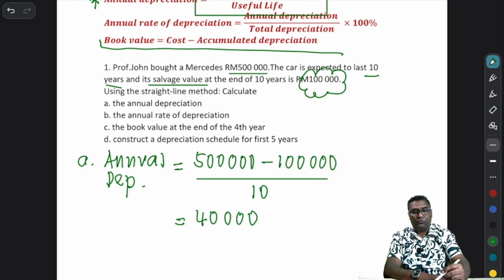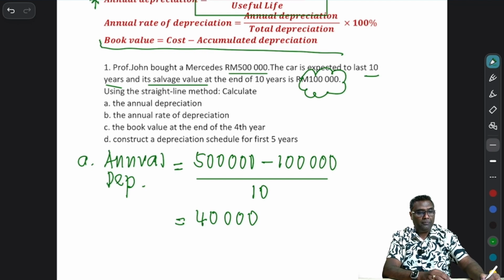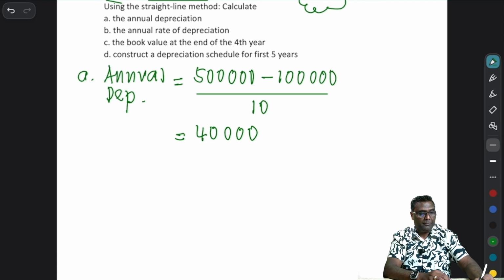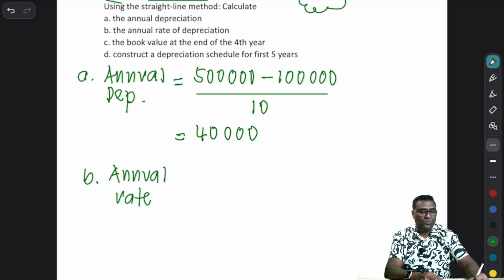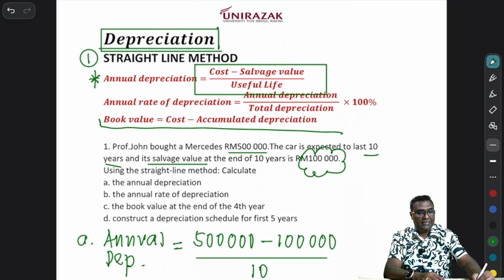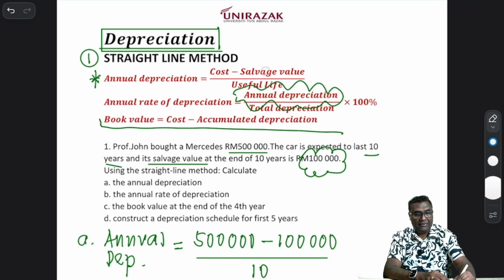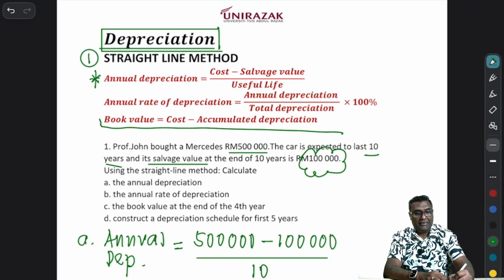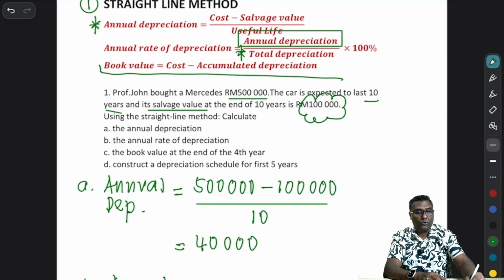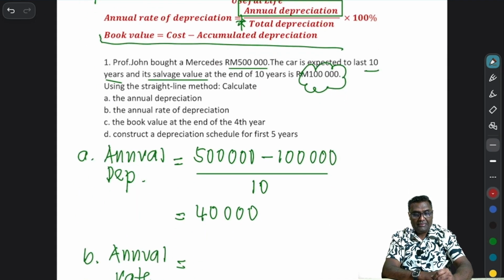Now let's go for the next one. I'm going to calculate B, annual rate of depreciation. So next is looking at annual rate. Now how do I get the annual rate? The annual rate is given by annual depreciation. You can see it very clearly. I remove this for you. This is the annual depreciation divided by total depreciation. What is the total depreciation? This is what we call the total depreciation.